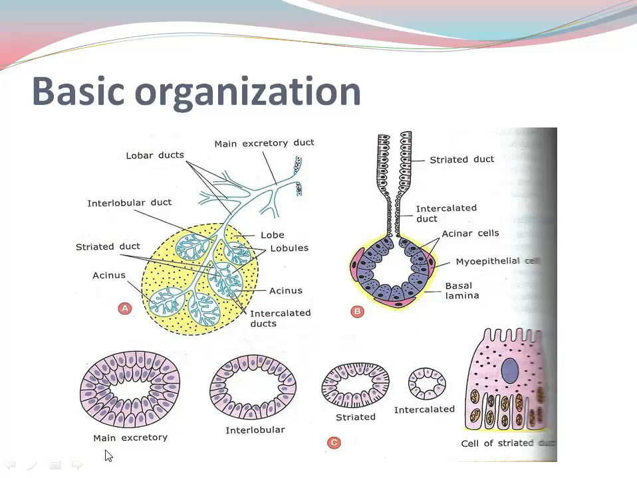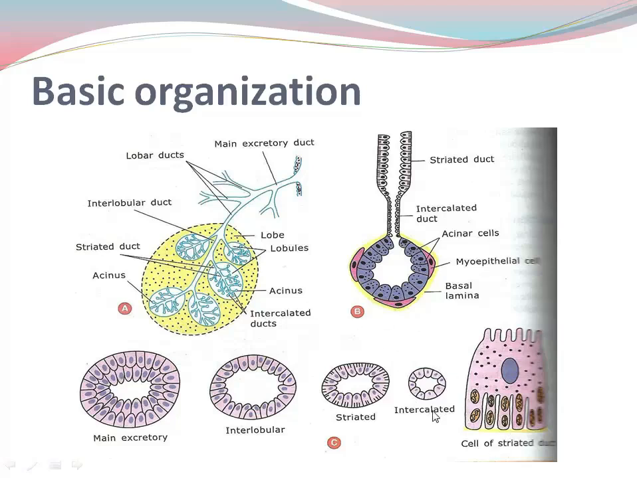Here you can see the histology of the tube system, which pours the secretion outside. So these are the cells of the striated duct. They are the cells of the striated duct. Their function is contraction. The word striated is related to muscular contraction.